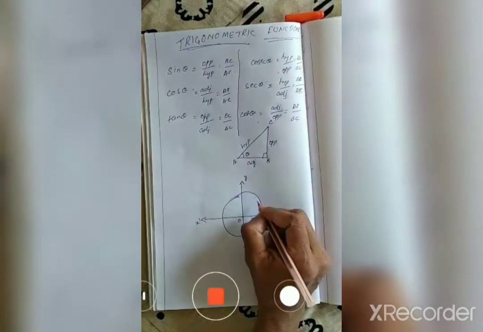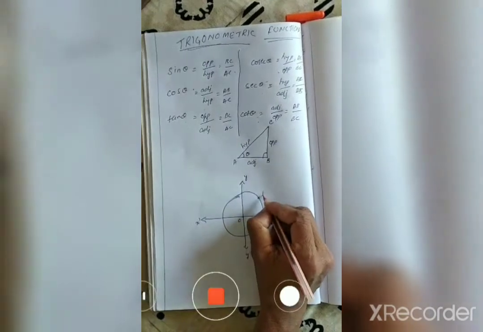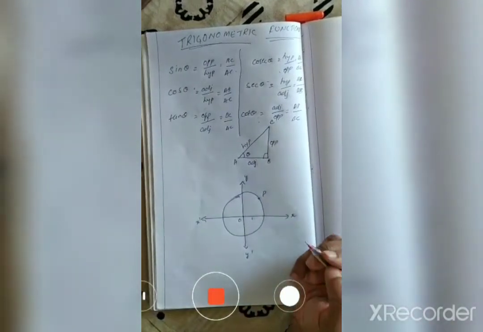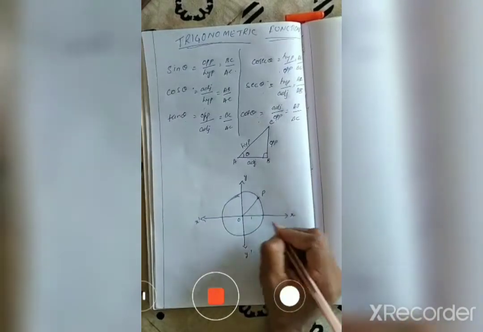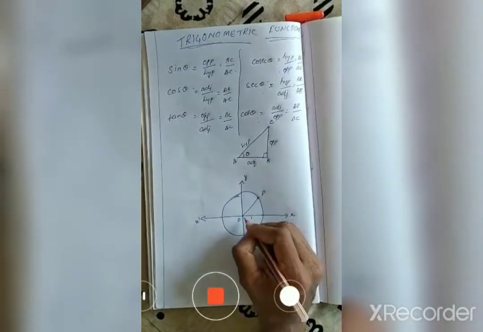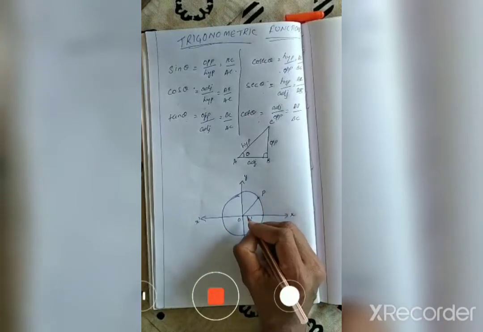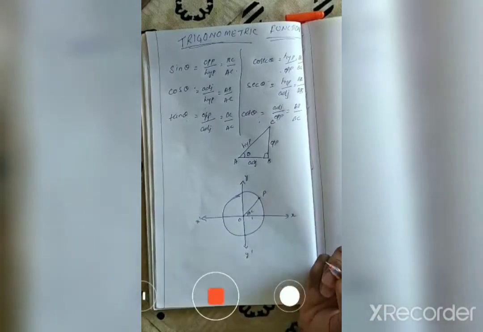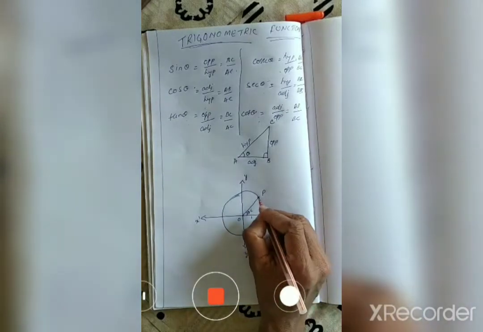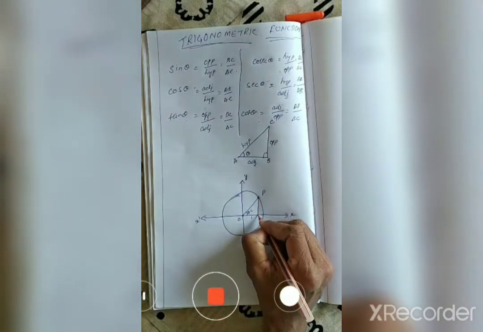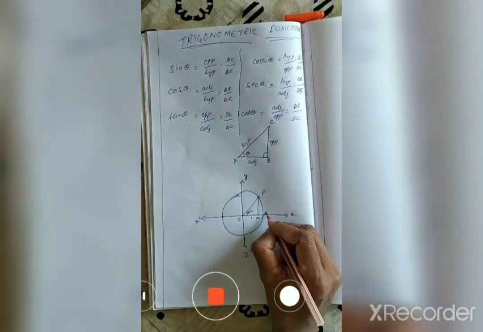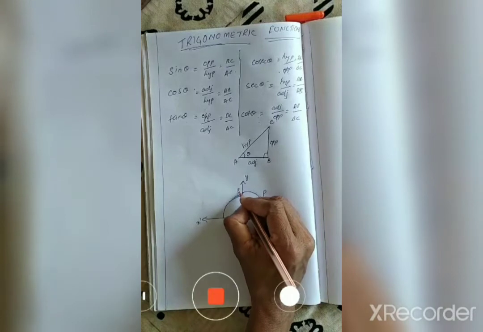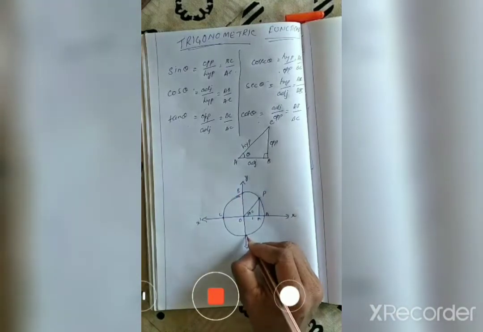Now, mark a point P on the circle such that angle XOP is theta radians. Draw a perpendicular on the x-axis. Let it be M. Name this point as A, this point as B, this C and this as D.